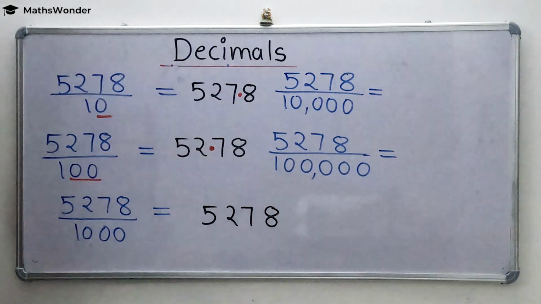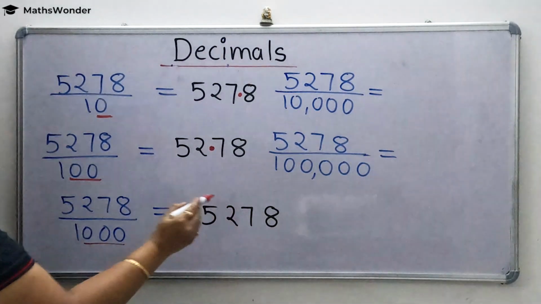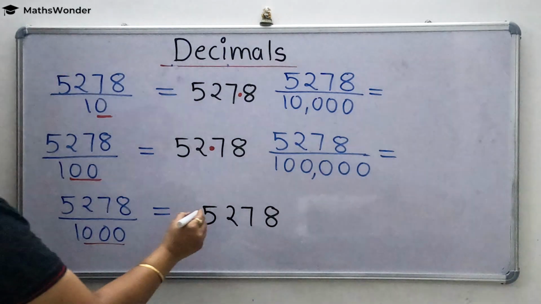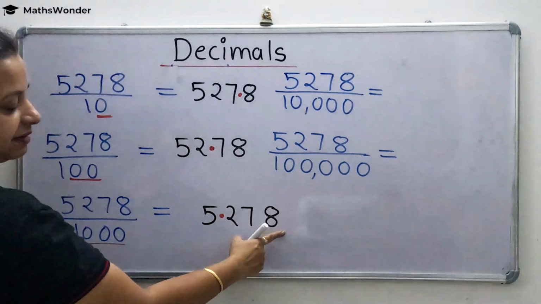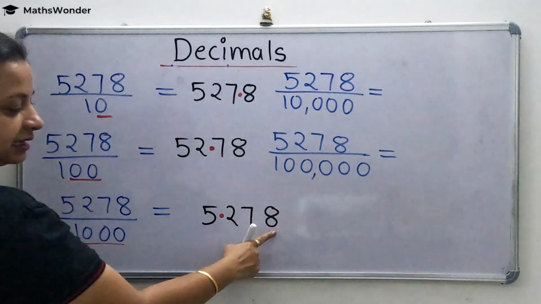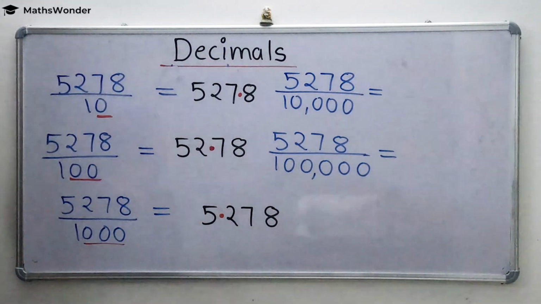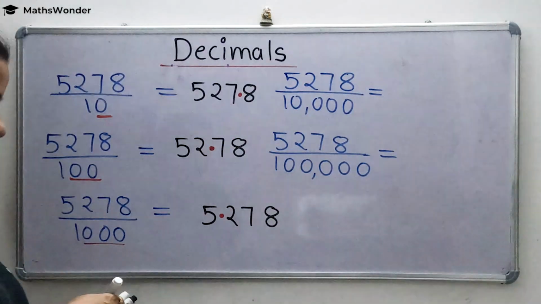How many zeros in this third question? 3 zeros. So where should we put the point? After 5 and before 2. Yes, after 5. Because when we start counting from the right, the 3 digits are 8 7 2. After 3 digits, you will put the decimal. Got it? Now, next.